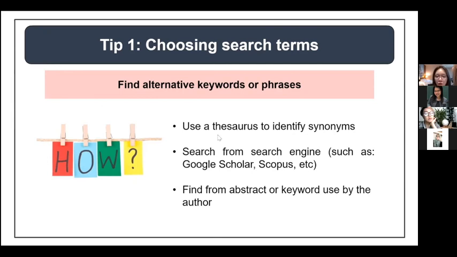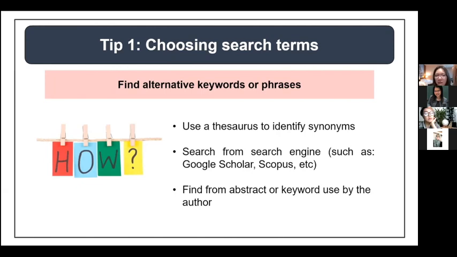So how do you find the alternate keywords? There are a few ways. First, you can search based on the search engine, meaning from Scopus or Web of Science, in the database. The website will suggest what alternate keywords you can use.